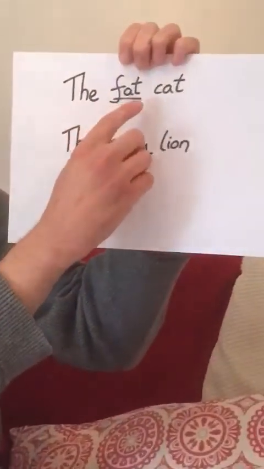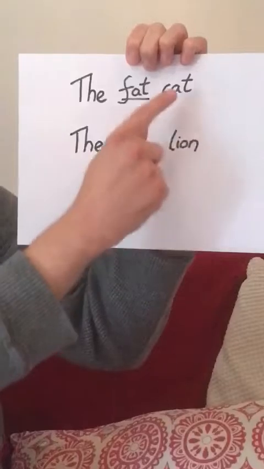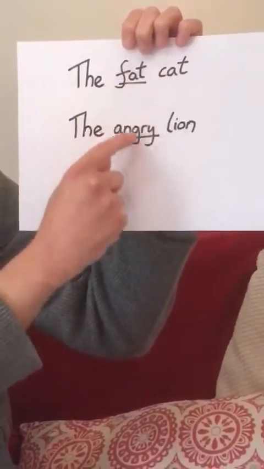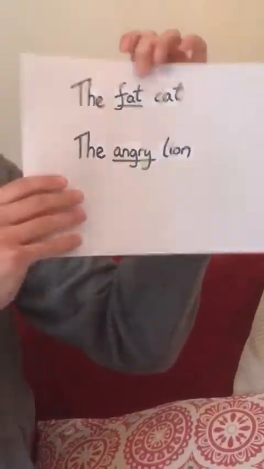On top of that, we can have adjectives. So adjectives are words that we use to describe our nouns. They give us more information about them. So if we look here, we can say, for instance, the fat cat and the angry lion. Cat and lion are my nouns, aren't they? And fat and angry are describing what they're like. These are adjectives.